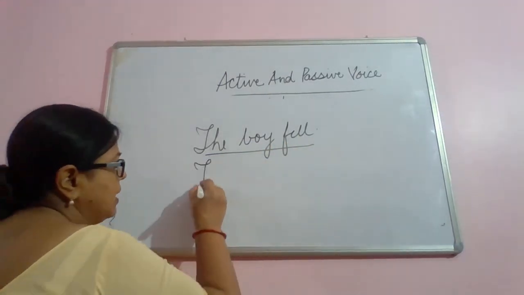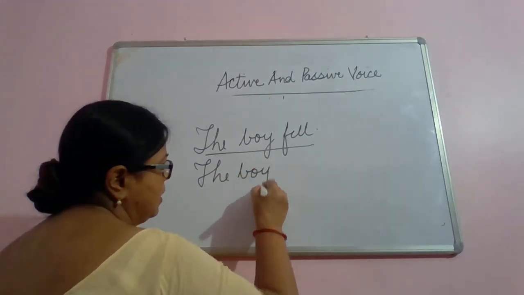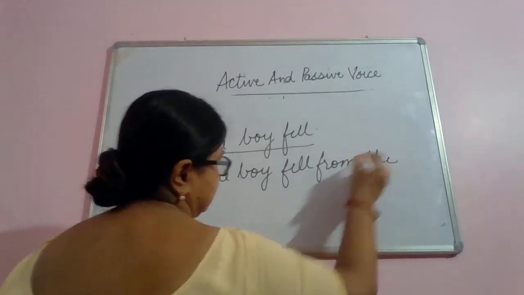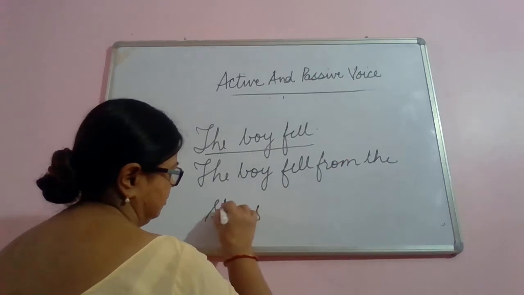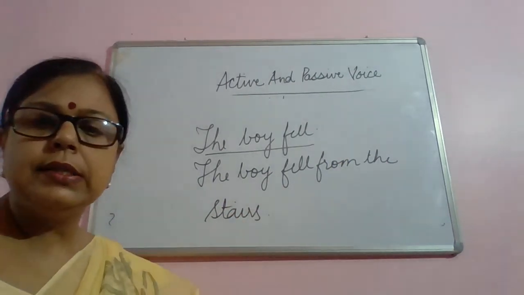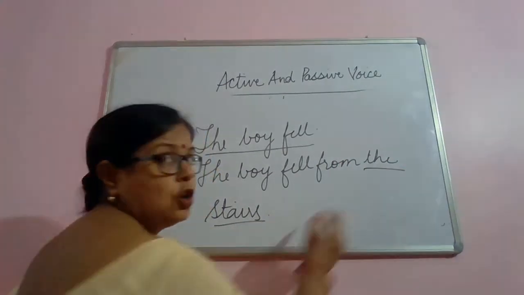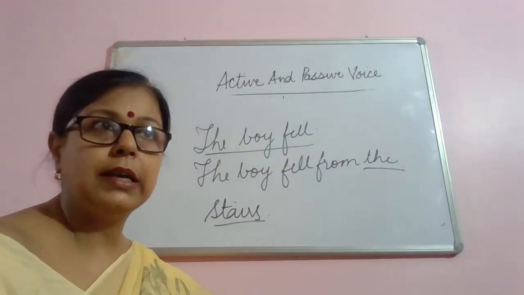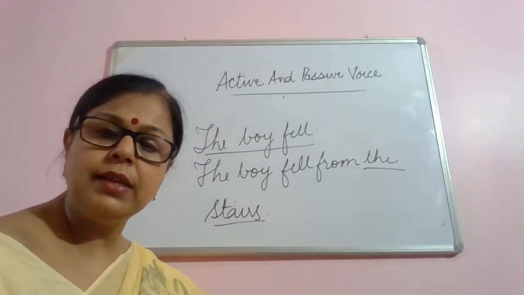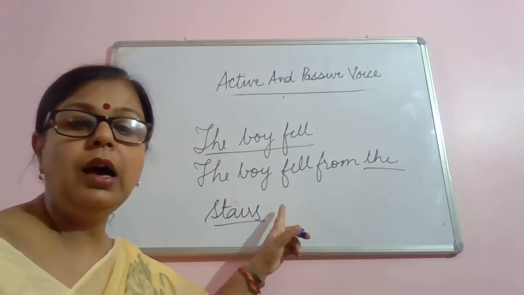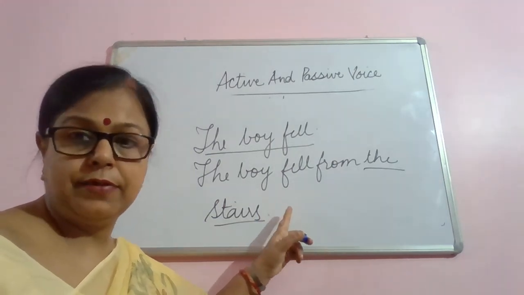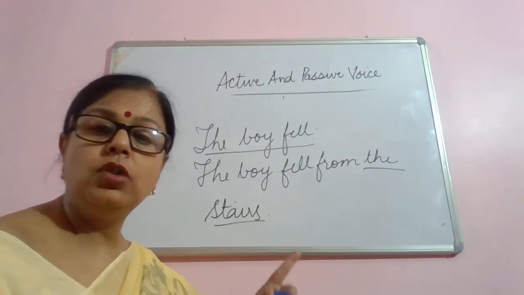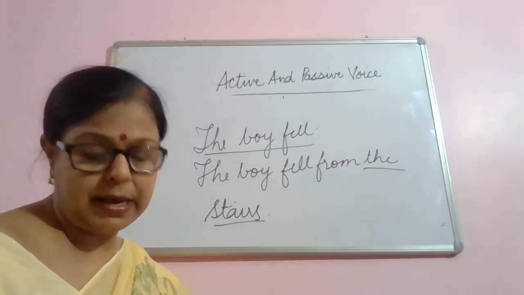But when we say the boy fell from the stairs, what is the object of the sentence? This is the object of the sentence. The verb takes an object. From where did the boy fall? He fell from the stairs. So this type of sentence is called a transitive sentence. Transitive means the verb has an object. Now we will see how the tense changes from active to passive voice.